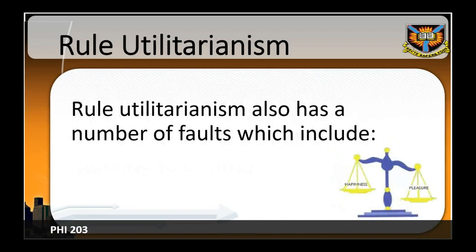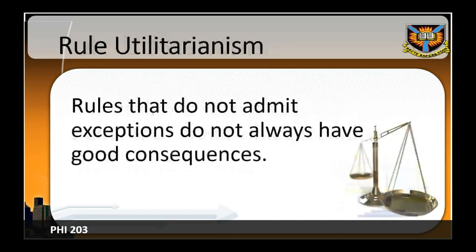Nevertheless, in spite of its strong points, especially in comparison to act utilitarianism, rule utilitarianism also has a number of faults, which include: 1. Rules that do not admit exceptions do not always have good consequences. If a moral rule does not give room for exceptions, there are times that the rigidity of such a rule will bring about an undesirable effect.